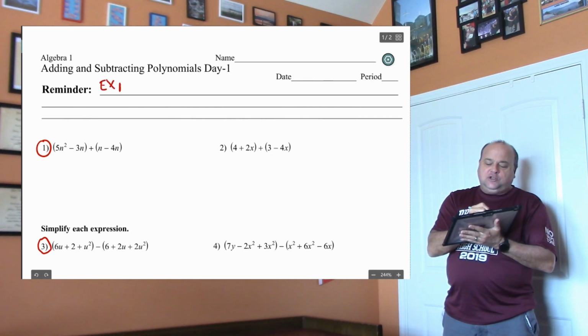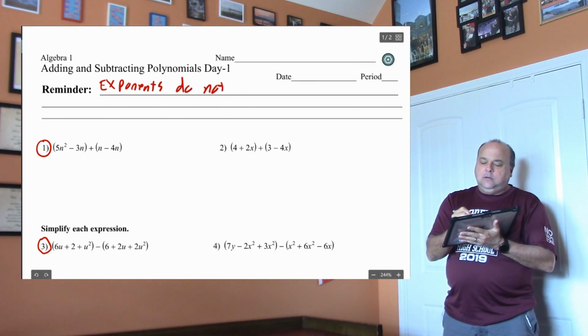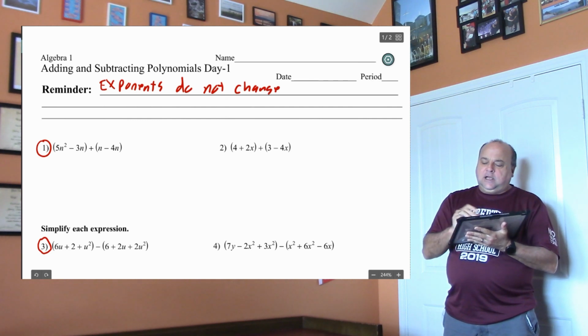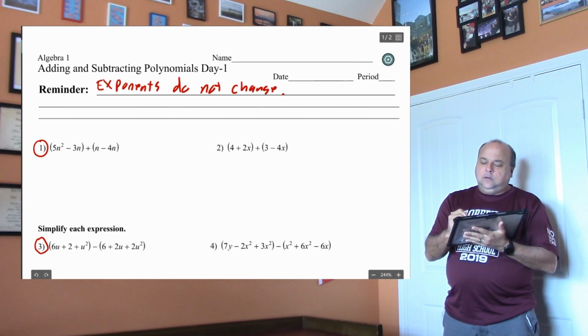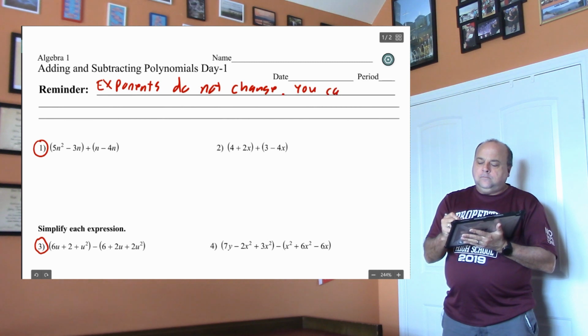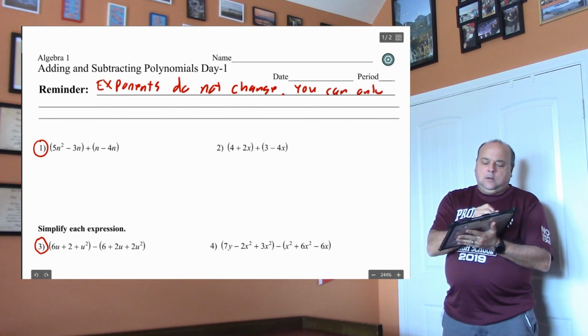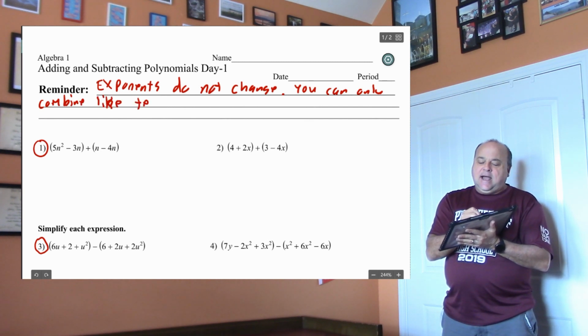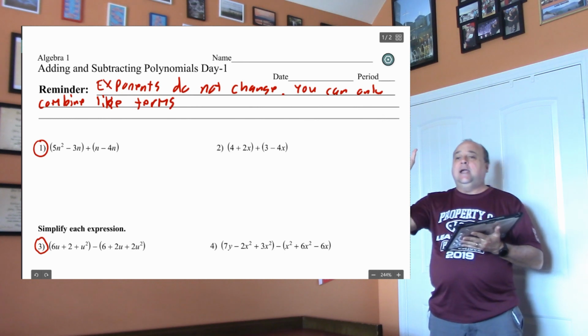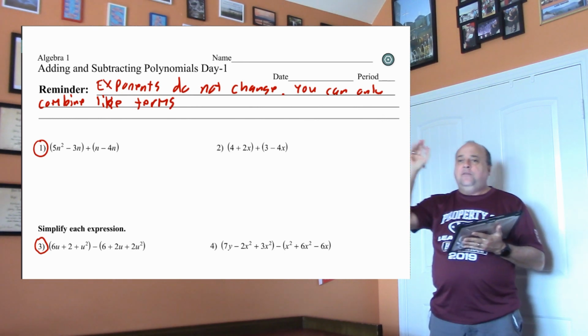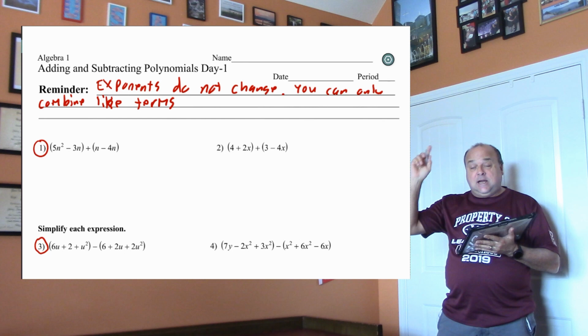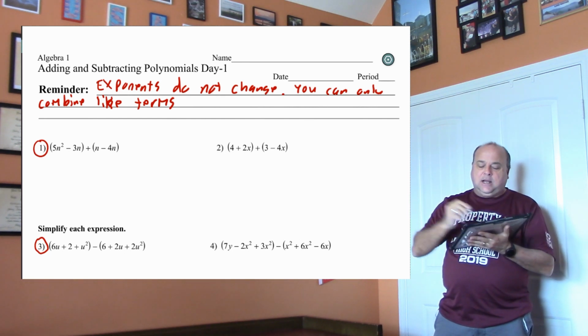Exponents do not change when you add and subtract. Exponents do not change. You can only combine like terms. You cannot add an x and a y. You can't add an x to an x squared. The variables have to be exactly the same. The variables and exponents have to be the same to be a like term.